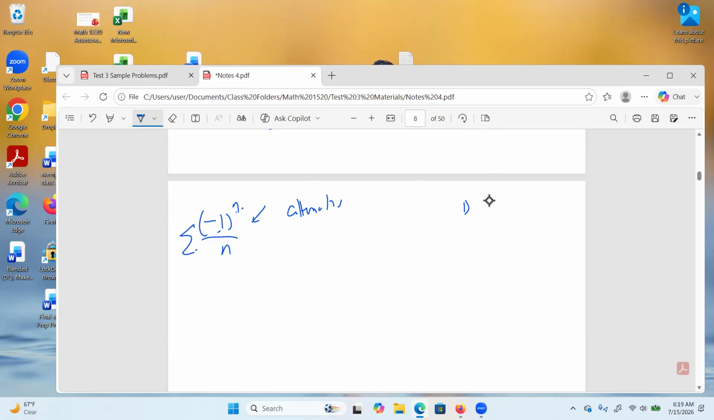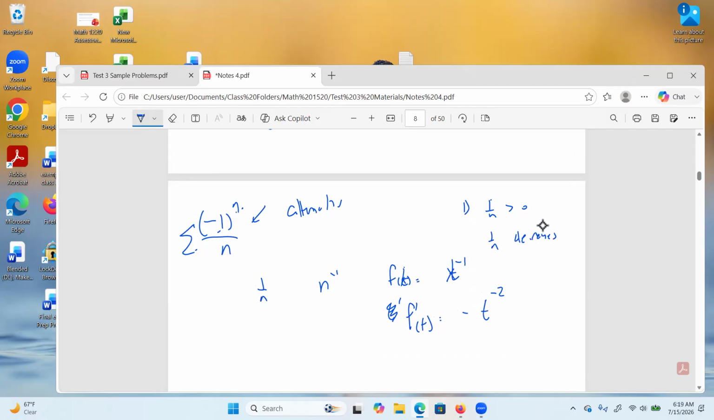Is my 1 over n, are these all positive? They sure are. Is 1 over n a decreasing function? We can double check it. We could say f of x is equal to x to the -1, different x, maybe we use t. Then f prime of t is going to be negative t to the -2. This is a decreasing function, so 1 over n decreases.